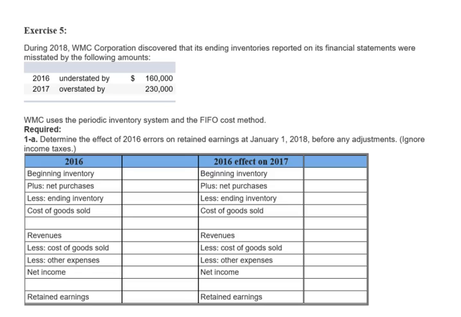Required, determine the effect of the 2016 errors on retained earnings at January 1st, 2018 before any adjustments, ignore taxes. So let's go all the way back and look at each year. Let's start with 2016. Did the error impact our beginning inventory in 2016? Absolutely not. There was no effect there because the error happened in 2016. Now, was the error on purchases? No, it was on ending inventory.